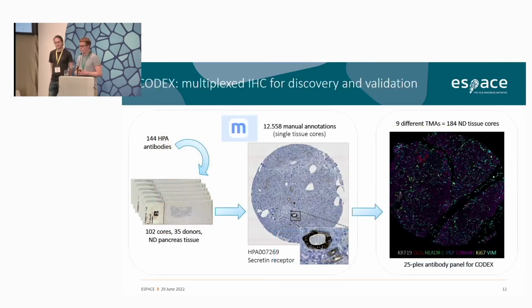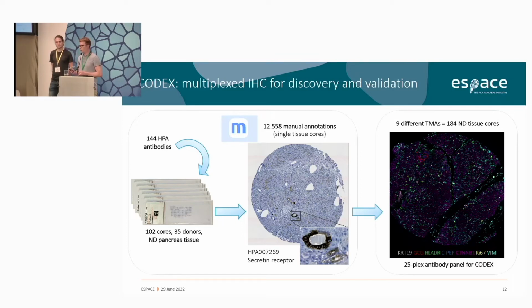The other thing that we have is this multiplex immunohistochemistry using tissue microarrays, where a set of panels of antibodies from the Human Protein Atlas has been validated and tested, and at the end we have been able to come up with a 25-plex antibody panel for this CODEX, and we are now using this tool also for discovery and interpretation of the different tissue samples that we have collected, and also for validation.